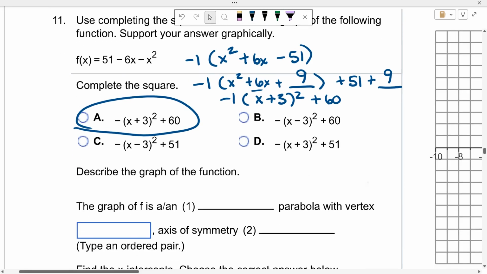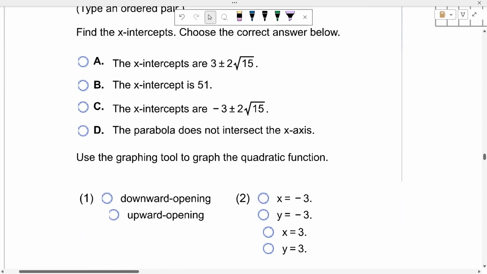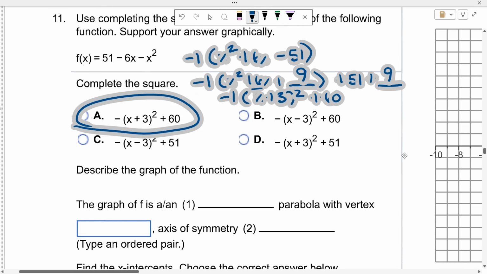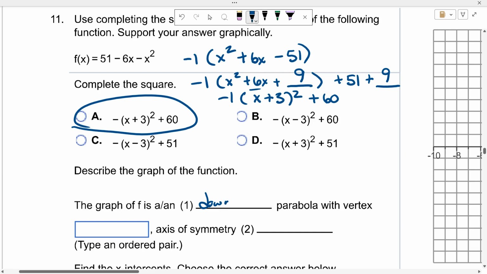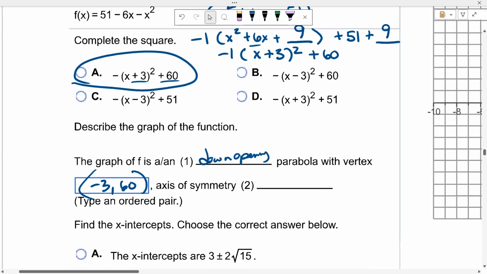The graph of the function, well, I don't even know what they want in number 1. Oh, it's, does it open up or down? Down, because there's a negative sign in front. So downward opening, with a vertex, where is the vertex? Negative 3, 60. It will have some x-intercepts this time, and you'll have to find those.